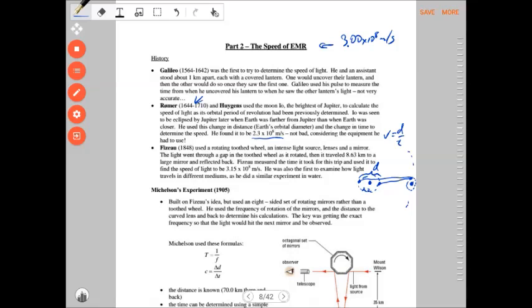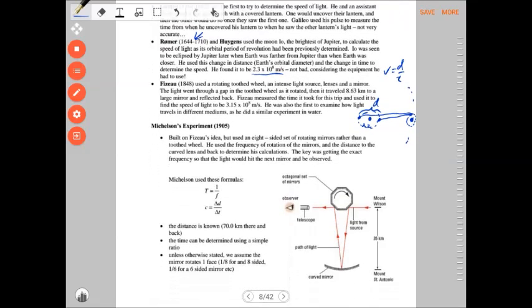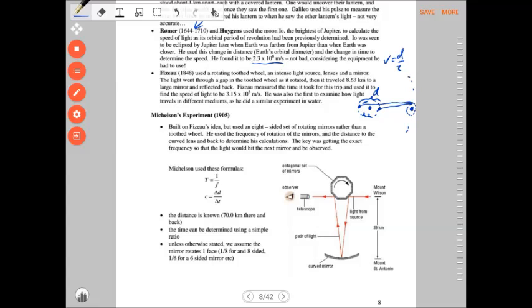He was also the first to examine how light travels in different mediums, and he did a similar experiment in water. His experiment there concluded that light is actually slower in water than it is in air. So that's going to be important for refraction later on. Now, there's some of the history about the speed of light. Now let's get into some current stuff. And current is still over 100 years ago, but don't focus on that too much.